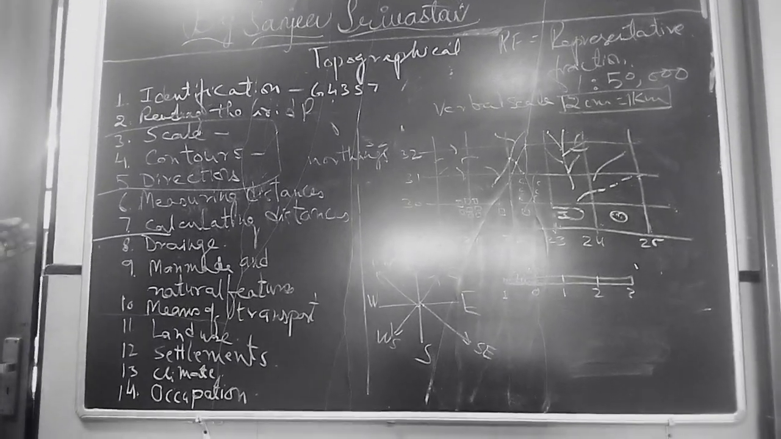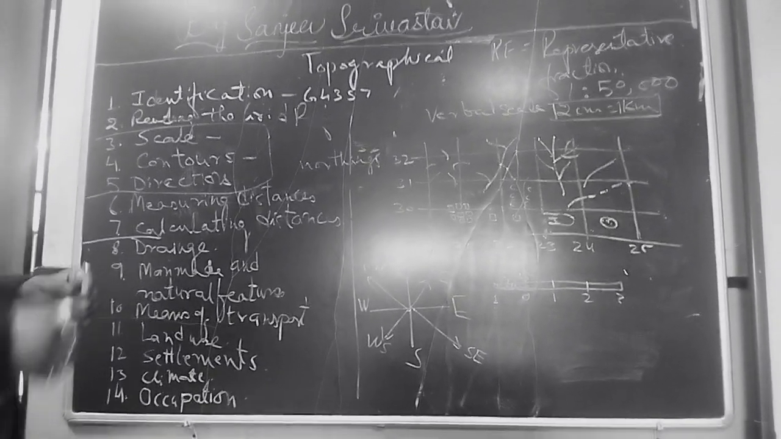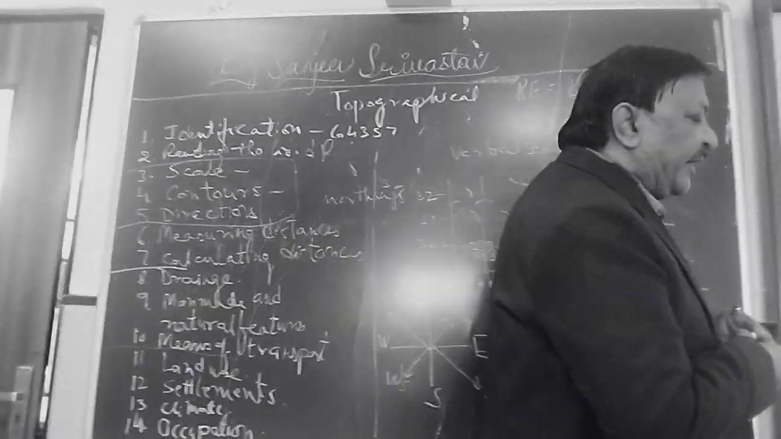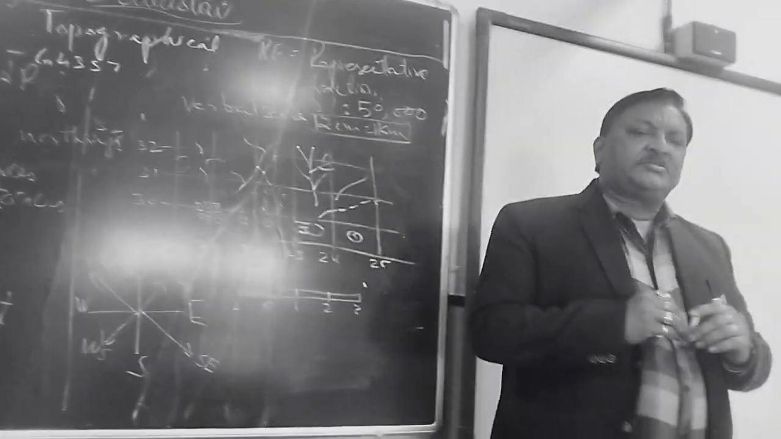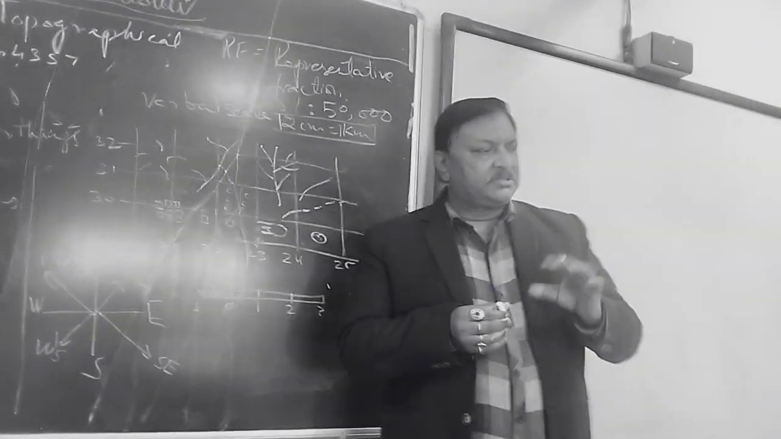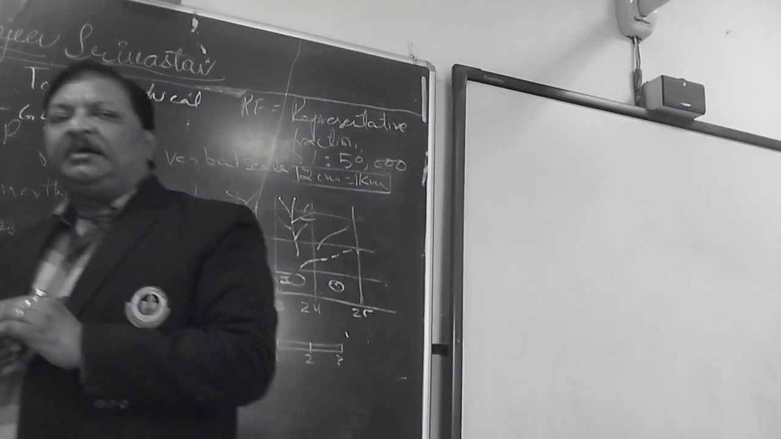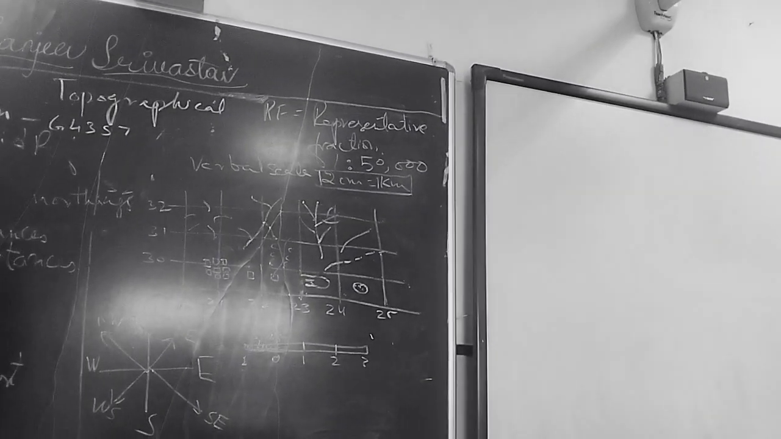Now let's come to the next part, and that is the means of transport. In these topographical map extracts, you will find that somewhere metal roads are there. Metal roads are basically the pakka roads. Then you will have the non-metal roads as well. Then you may have the car tracks as well.